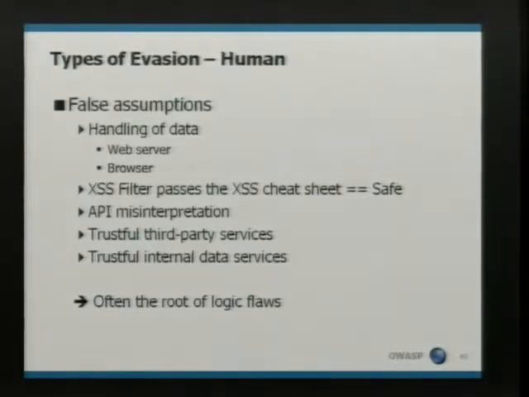Okay, and the next one, we have the human side. We are all humans, we all make faults, unfortunately. So how are we handling the data which comes from the web server side or from the browser side? I'm thinking about double URL decoding as an issue. And this is also very nice: if you think that your cross-site scripting filter passing RSnake's cheat sheet means that you are safe from cross-site scripting, it does not really mean that. I will show you an example of that later on.